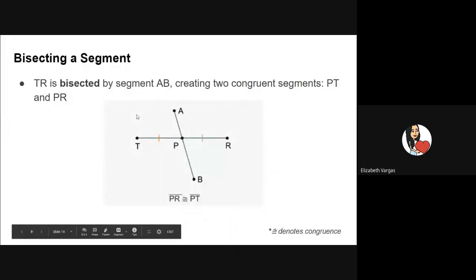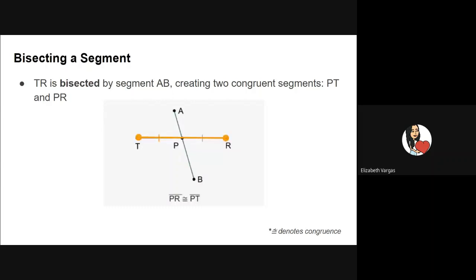Okay, so now we're going to get into bisecting a segment. A segment bisector basically cuts a segment into two congruent halves. So in this example, we have TR, which is bisected by AB, and so AB would be our segment bisector. What segment bisectors do is cut line segments into two congruent halves. So that means that this new segment TP would be congruent to this segment PR.